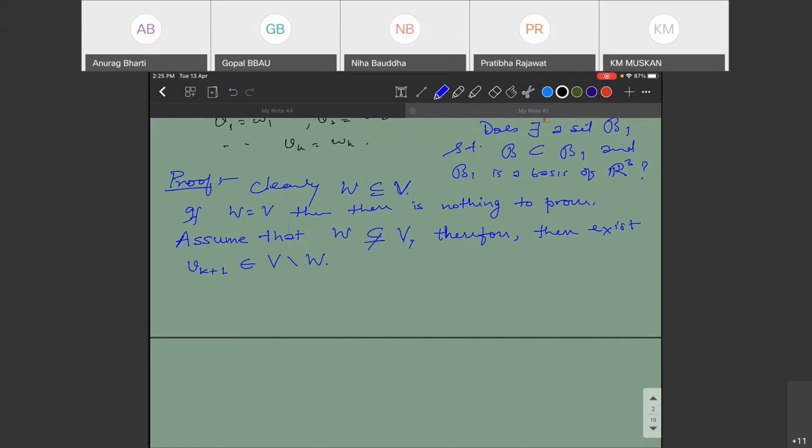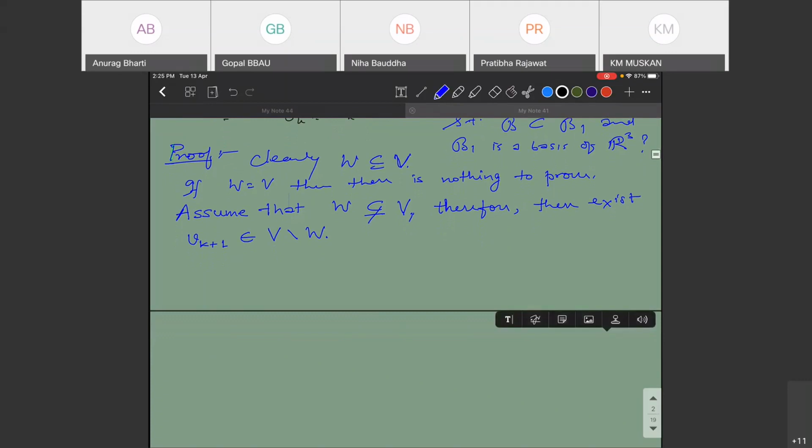So now we claim that W1 to Wk comma Vk plus 1. Now what we have done, we added this Vk plus 1 to the basis, we included this vector into the basis. So our claim is the set is linearly independent.